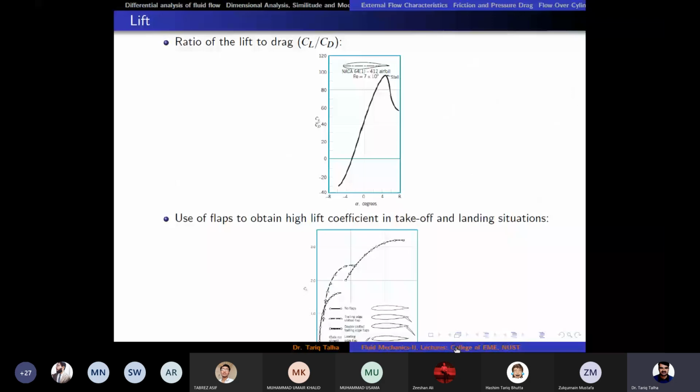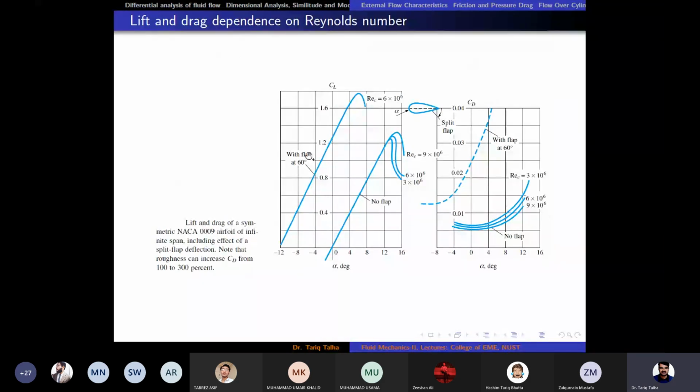So that effect is shown on this. On the left hand side, you can see the graph where we have put the wing flap at 60 degrees. So you can see that even at 0 degrees of attack, the CL value is around 1.2, and if there is no wing flap, then the CL value is near to 0 for this aeroplane. So there is a huge increase in CL value due to the incorporation of the flap.